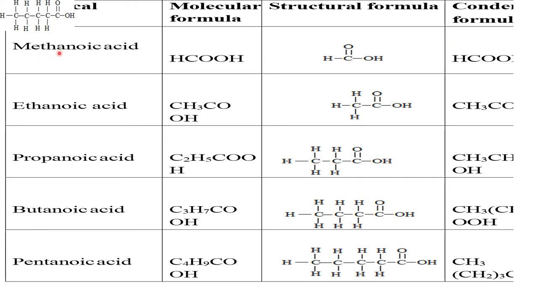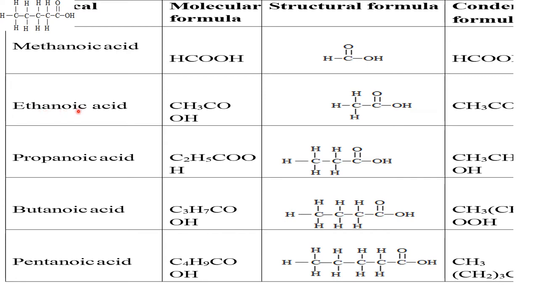The prefix is meth. We expect it to have one carbon atom, which it has here, and this carbon atom is part of the functional group. So the bonding that is involved in this functional group is this: we have carbon bonded to OH, then bonded to H, then it has a double bond with O. Okay, and the condensed formula is HCOOH. Forgive me, I didn't have enough space here.